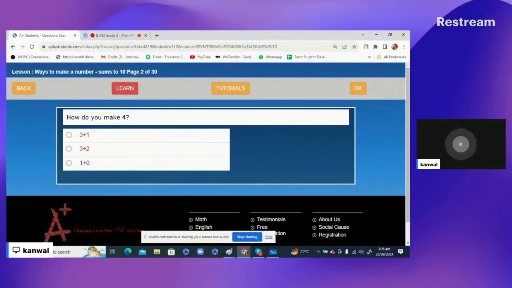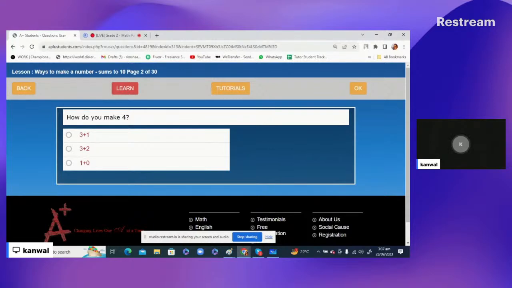How do you make 4? Now we make 4. Okay, now we add two numbers. You just check when you add two numbers, then the answer should be 4. Let's check. Check for the option A, 3 plus 1 when you add it. So what's the answer? 3 plus 1, that is 4.